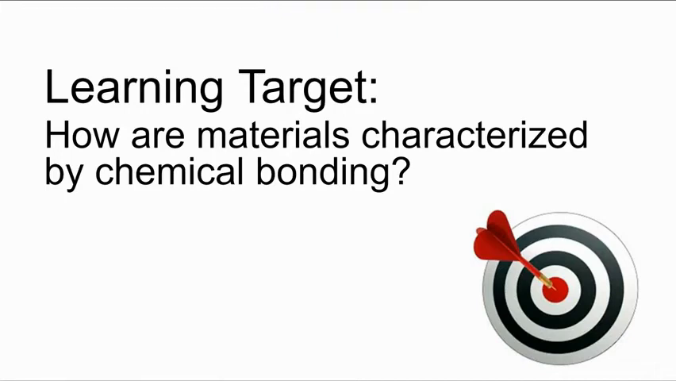Welcome. This podcast is on looking at how materials are characterized by their chemical bonding. We're going to be exploring four different types of bonds and looking at, for this learning target, how bonds affect the property of the material.